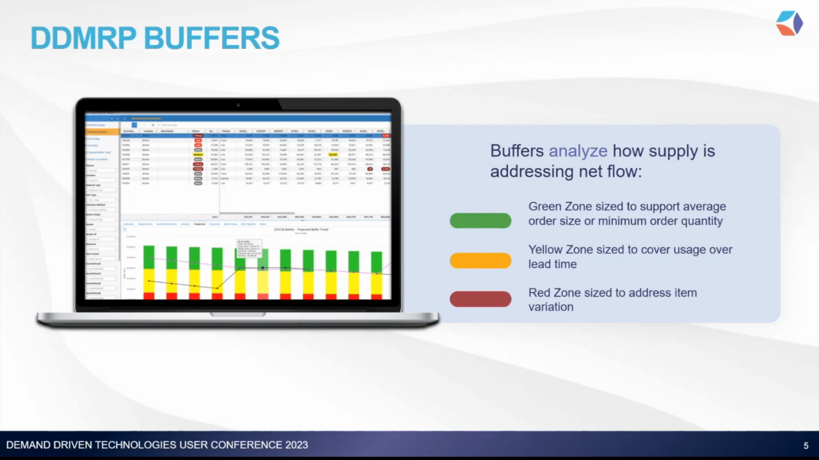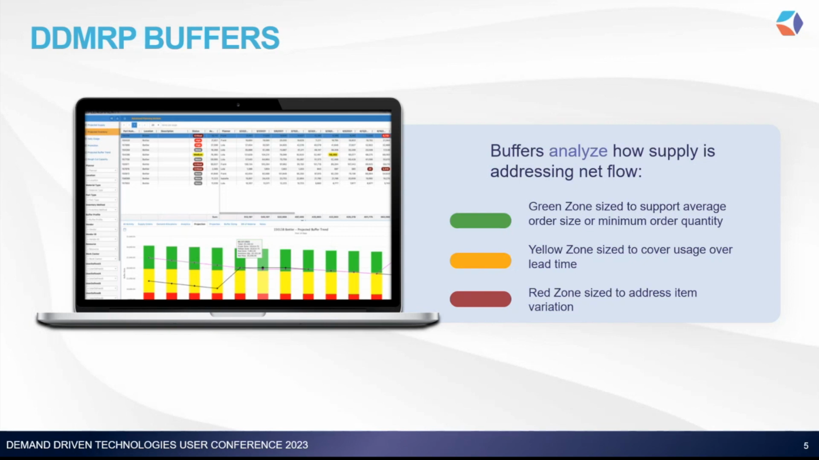The red zone is the safety that's embedded within the buffer, and it's there to protect us against variation. Could be variation on the demand side, seasonality, things like that. Could be variation on the supply side, inconsistent lead times from our vendors, things of that nature. The more variation there is, the thicker the red zone needs to be to protect against that. Very similar in concept to the traditional safety stock, the big difference being the dynamic nature of these buffers.